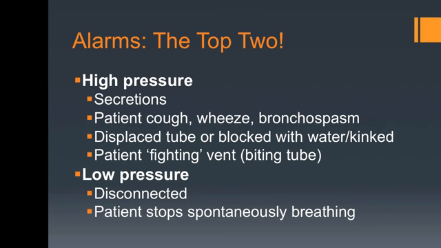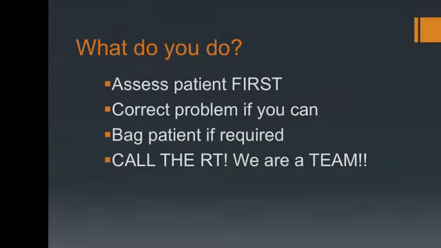The patient has had a cough, they are wheezing, having bronchospasm. The tube, the ET tube, is displaced or blocked. Perhaps it's blocked with water, or it's kinked, or the patient could be fighting the vent. Sometimes they could be biting the tube with their teeth. The low pressure indicator could mean that the vent is disconnected from the patient, or the patient has stopped spontaneously breathing.